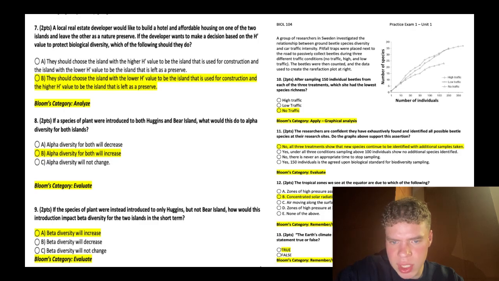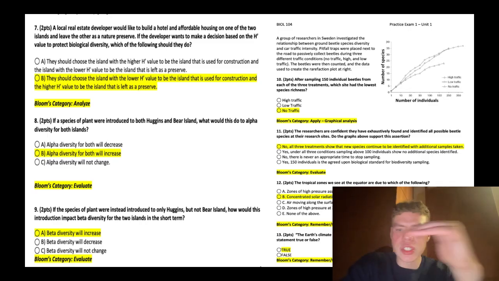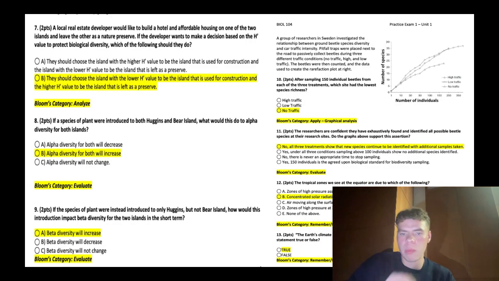Number 11, if you can see that: the researchers are confident that they exhaustively found and identified all possible beetle species at their research sites. Do the graphs above support this assertion? And the correct answer is no. All 3 treatments show that new species continue to be identified with additional samples taken. Because what we said earlier, if there's not an asymptote, that means they're still discovering new species. So when we look at that rarefaction plot, it's still growing, kind of linear. I mean, this one isn't really linear. It's kind of decreasing, but it's not at an asymptote yet. It's still increasing. So that's how we would know that, no, all 3 treatments show that new species continue to be found.